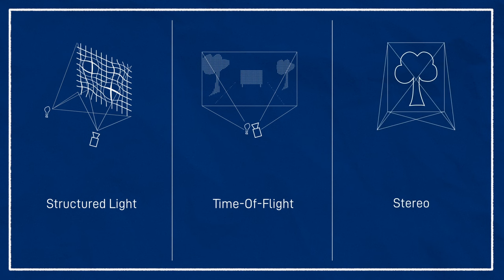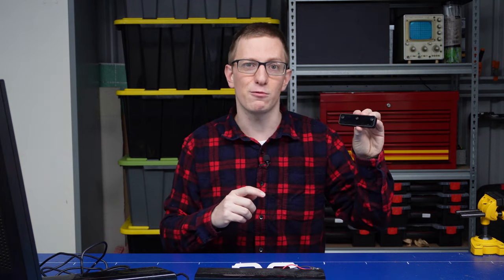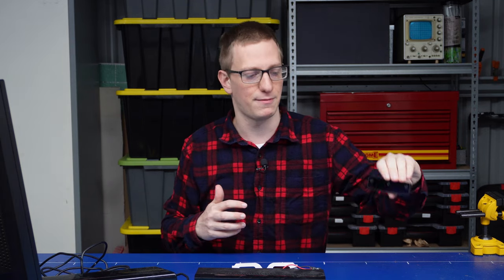The third common type is stereo, and that's the way our eyes work. So you've got two little cameras, a left camera and a right camera, and by comparing the difference between the two, you can estimate the depth to things in the scene. That's how this little camera, the OAK-D Lite, works, and that's what we're going to be using later on in this tutorial. We're going to connect this camera to ROS so you could put it on a robot.